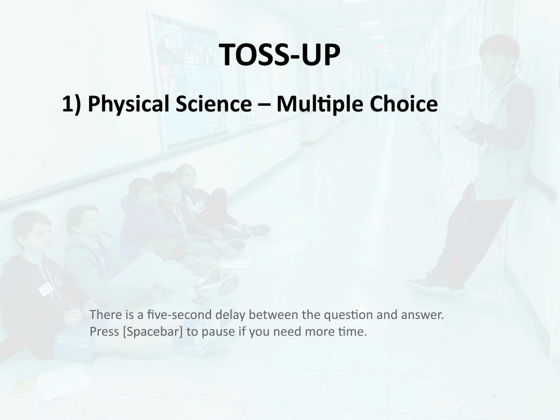Toss-up 1. Physical science, multiple choice. Which of the following is not an example of a physical change? W. Water vapor condensing. X. Magnetizing an iron nail. Y. Filing a piece of iron. Z. Iron rusting.